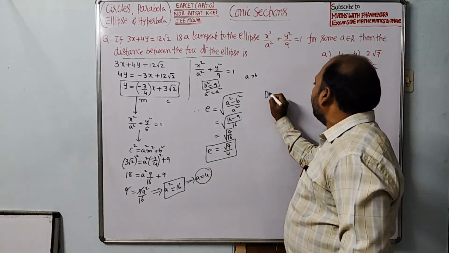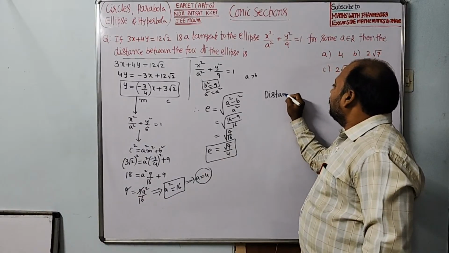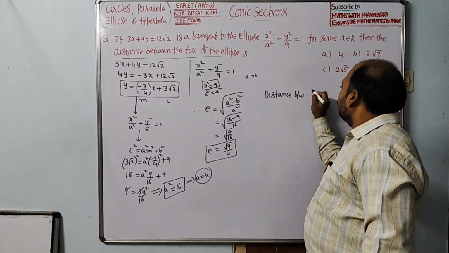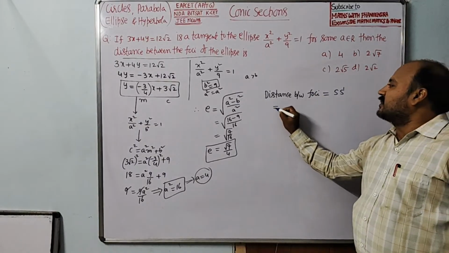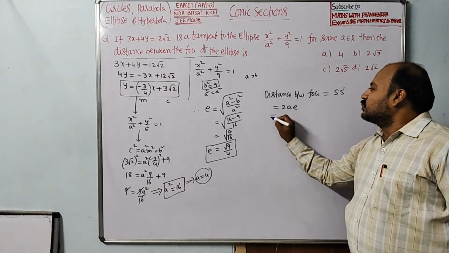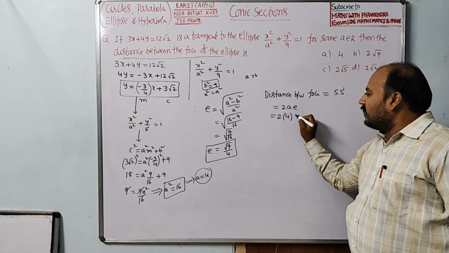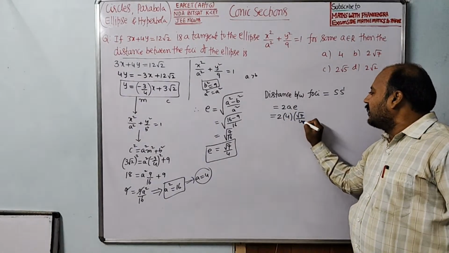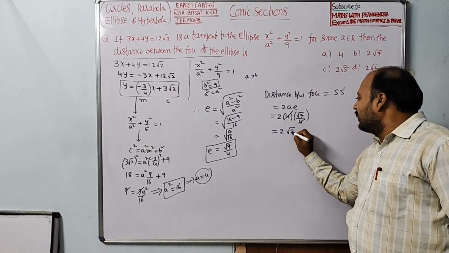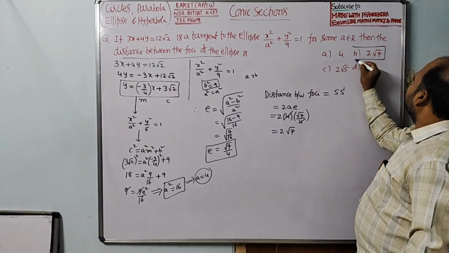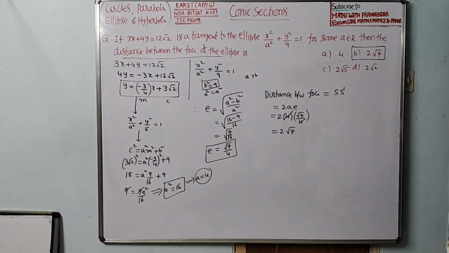Distance between foci formula. Distance between foci S dash, that is equal to 2ae. So 2 into a value 4, e value root 7 divided by 4. 4 gets cancelled, which is equal to 2 root 7. It is there in the second option, dear students. Hope you understand. We'll move on to the next question.